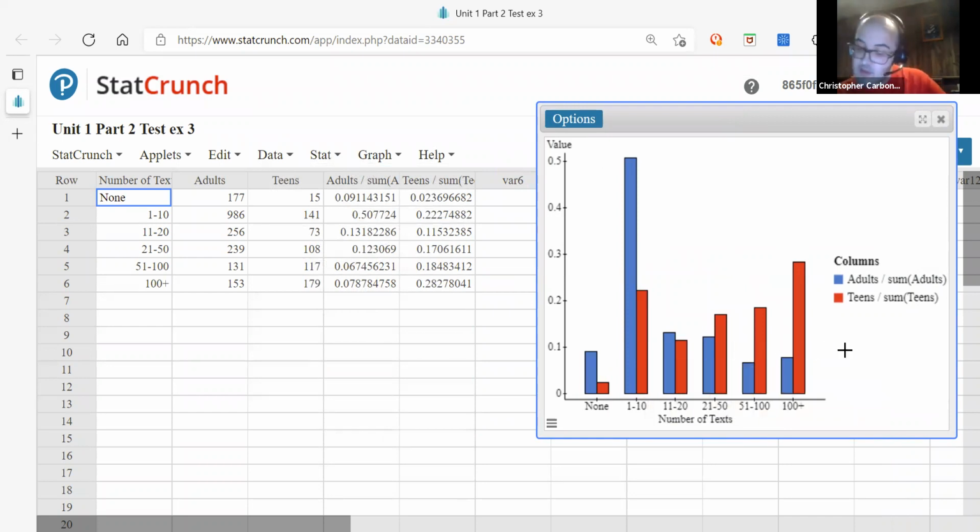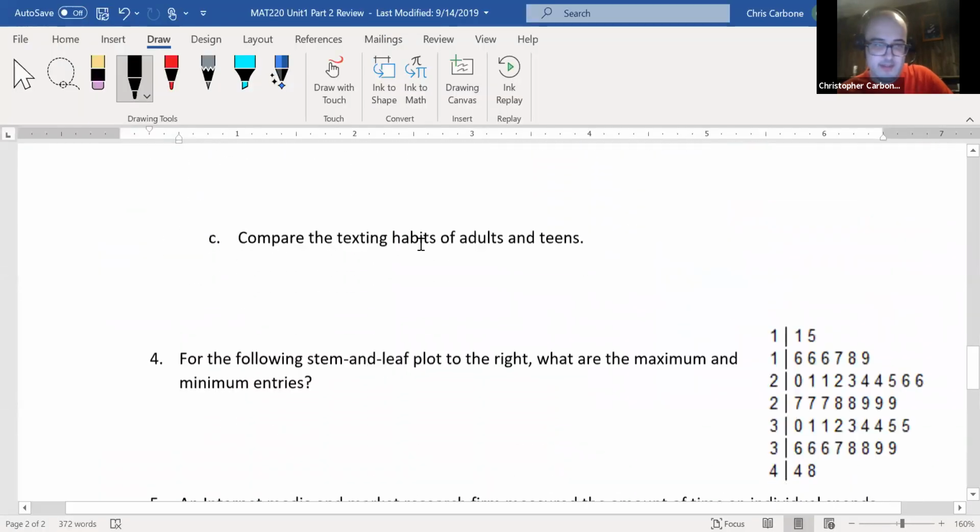All right. And then we're going to be asked a question about comparing the texting habits of adults and teens. Based upon what we see in here, the adults, being this blue column, tend to be on the taller side for these lesser amounts of texts, and they surpass teens for less than 20 texts per day. Likewise, if we look at the higher amounts of texts, the teens outweigh the adults. So let us quantify that, again, using words in a statement.